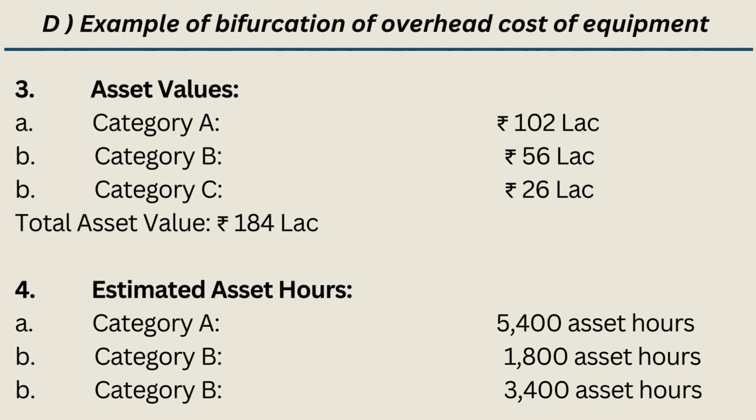4. Estimated asset hours. Category A, 5,400 asset hours. Category B, 1,800 asset hours. Category B, 3,400 asset hours.